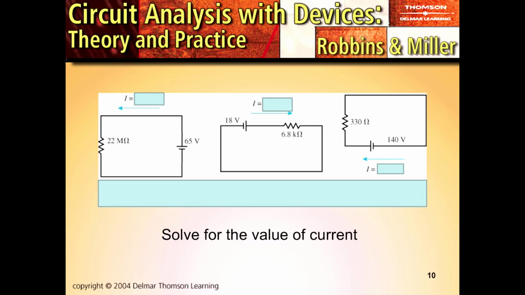And how would you find it? In this case, I would equal 65 volts divided by 22 times 10 to the 6th ohms. I here would equal 18 volts divided by 6.8 times 10 to the 3rd ohms. And how about here? I would equal 140 volts divided by 330 ohms, or whole units of ohms.